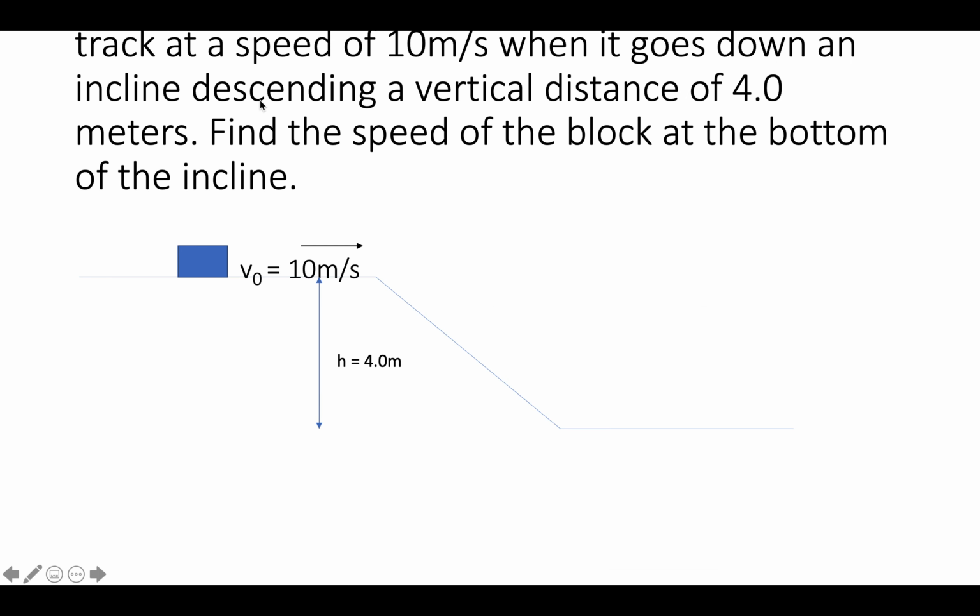Okay, you can't see the top, it's off the screen, sorry. But it basically says a block of mass 2 kilograms is going down a frictionless track at a speed of 10 meters per second. It goes down a 4-meter high incline, and we're going to find the speed of the block at the bottom of the incline. And this is a standard conservation of energy question. We can do it using the work-kinetic energy theorem or conservation of energy.